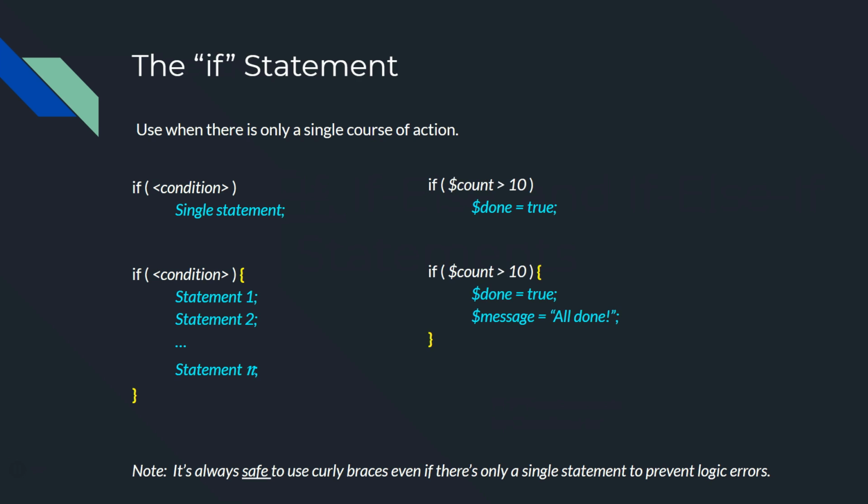So here is an actual PHP example to show the two different kinds of statements. If count is greater than 10, done is true. And then the second one, if you have two statements, you want to wrap those two statements inside a pair of curly braces so that they belong to the block of code. If you don't do that, then the second statement, message equals all done, will be treated as its own separate statement.